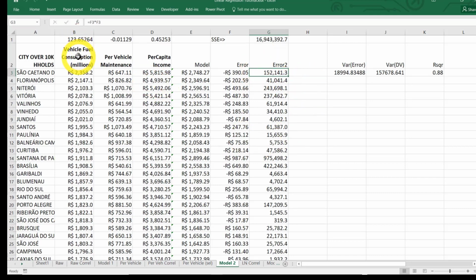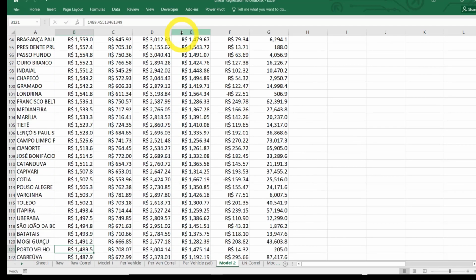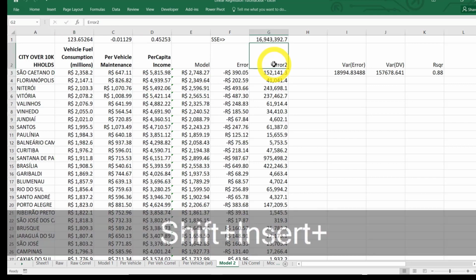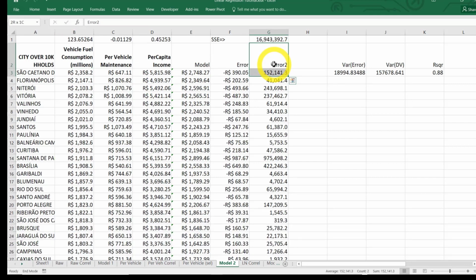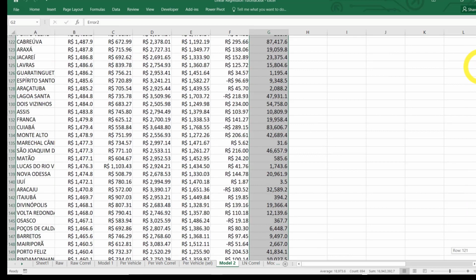First, keep in mind that my data here is sorted by the size of the dependent variable. So São Caetano has the largest fuel consumption in millions. It's about 2.3 billion in fuel consumption. And the second largest, Florianopolis. Third is Niterói, etc., etc. So it's going in decreasing order. The data is already sorted from the largest consumption to the lowest consumption. Let's see what happened to our errors. We're going to get a bar chart for the errors, the squared error.